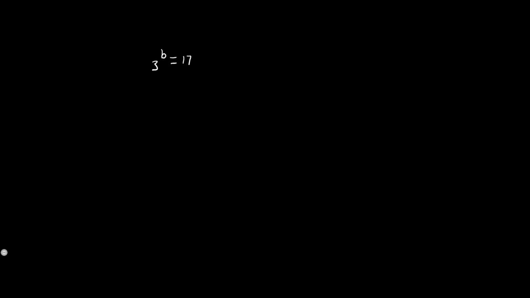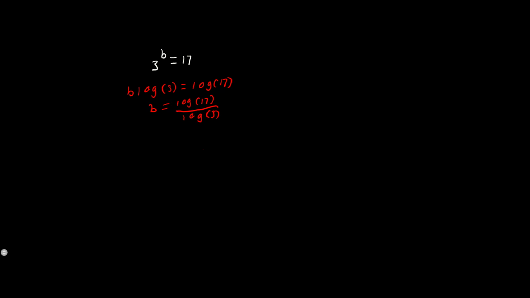And how would you say we solve this? What log should we take? Well, it doesn't really matter what log we take because we are always going to get the same solution. So just to show the example, we could take the log of 10 or just the log of 3 and have log 17. And if we just divide by log of 3, we have b is equal to log of 17 divided by log of 3.